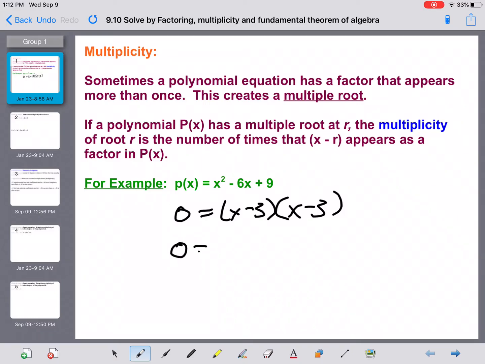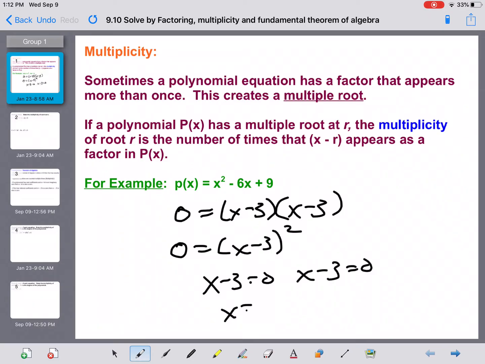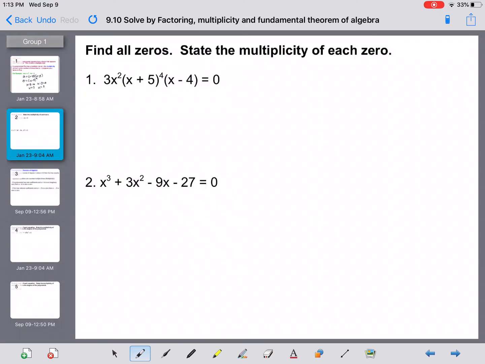We could also rewrite it as x minus 3 squared, or we could solve out all of these to say x minus 3 is equal to 0 using the zero product property, and we would get x equals 3 and x equals 3. So we know that our root of 3 or our zero of 3 occurs twice, so it has a multiplicity of 2. So we're going to solve these, and we're going to find the multiplicity of each zero.